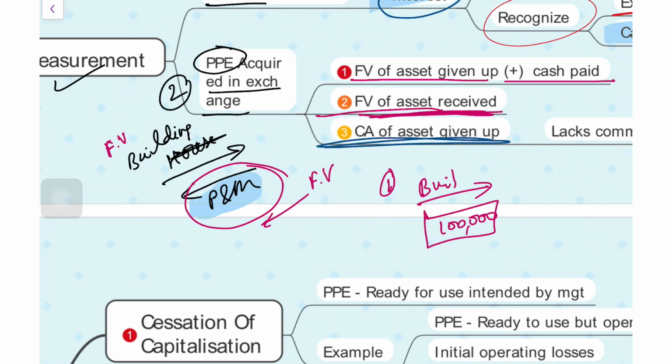You have to take into consideration the carrying amount of the asset given up. That means at what value was this building shown in your books? Take that book value itself, and record that plant and machinery which is coming in at that book value of the building itself.